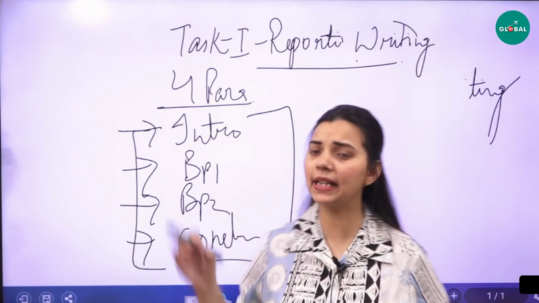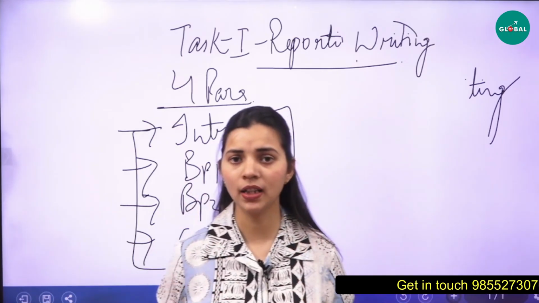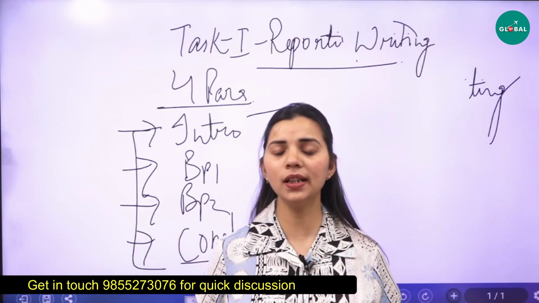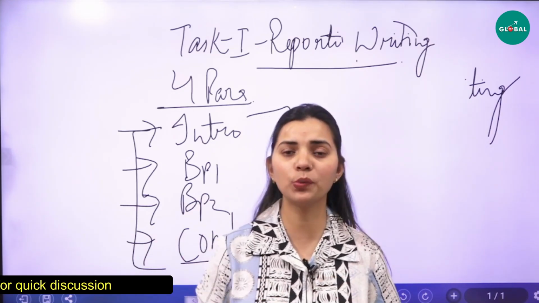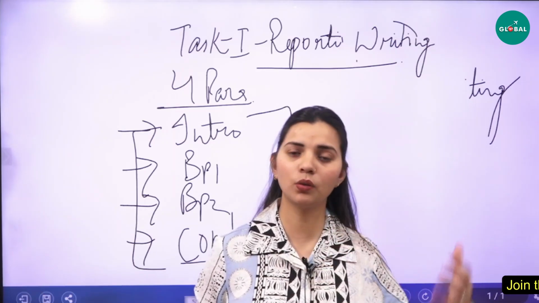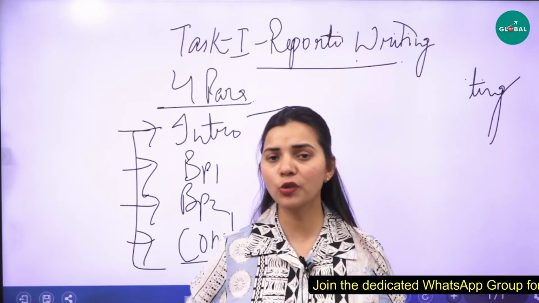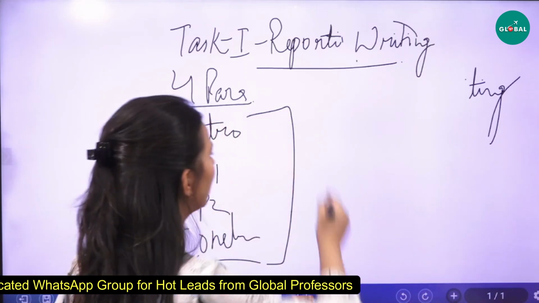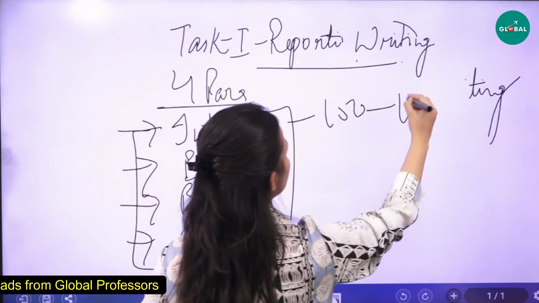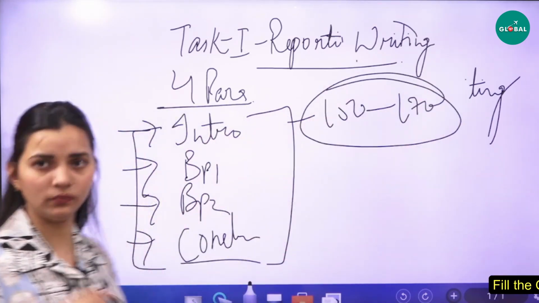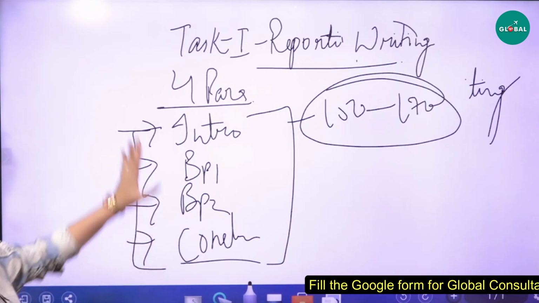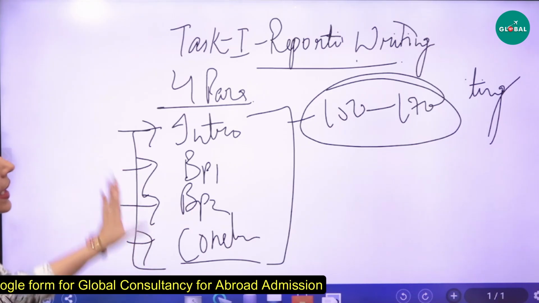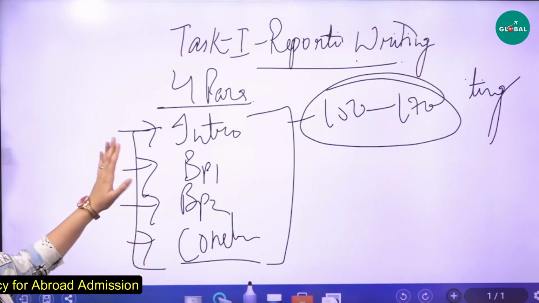Now what you have to write in these paragraphs: first of all, you need to understand that report writing is data interpretation, a summary of the information provided to you. You have to write the summary of whatever is provided in the question, paraphrasing it in your own language in these 4 paragraphs. The word limit again is 150, and you can extend it to 170 words. This is the ideal format for Task 1 report writing: introduction, body paragraph 1, body paragraph 2 and conclusion.